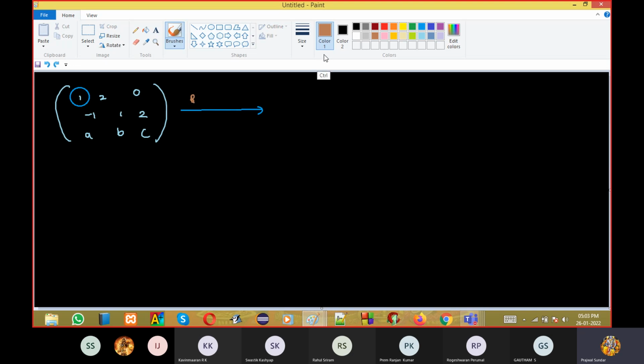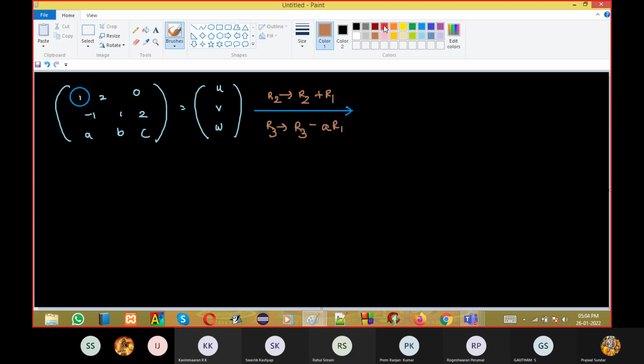I'll just do one new thing. Listen carefully. I'm going to introduce something new. I'll keep this as vector U. I'll keep vector V. I'll keep this as vector W. Okay. Just see what I'm doing. Try to understand what I'm doing. Now I'm performing row 2 implies row 2 plus row 1. Row 3 implies row 3 minus A row 1. If you multiply by A, it will get subtracted.